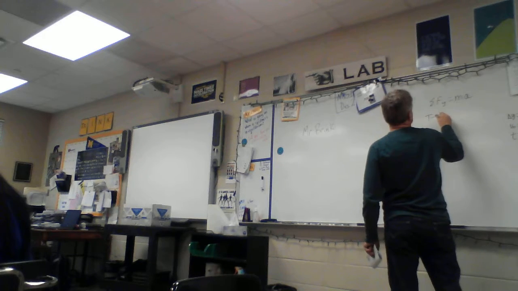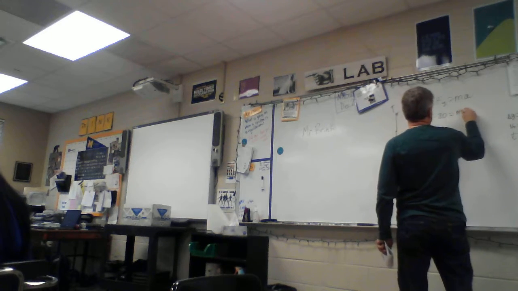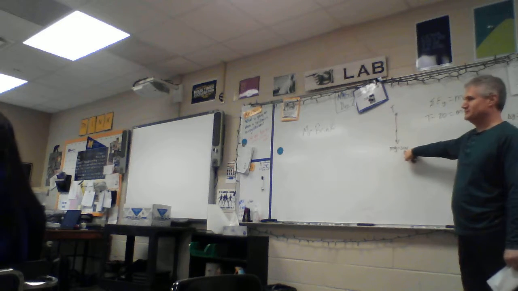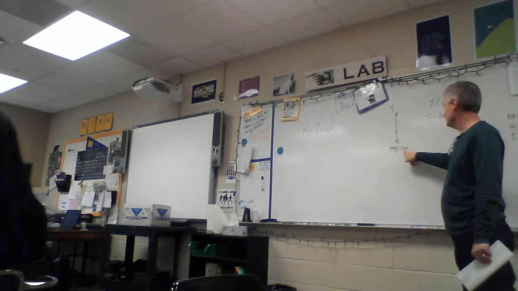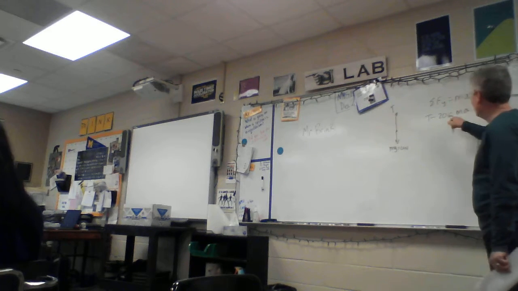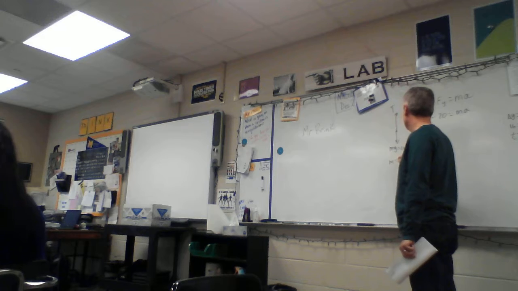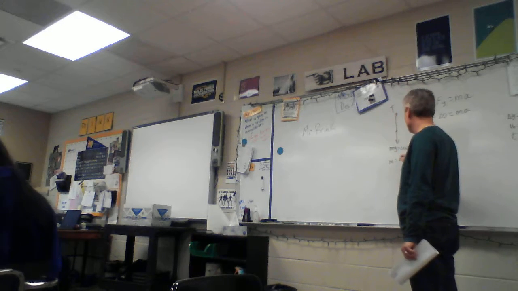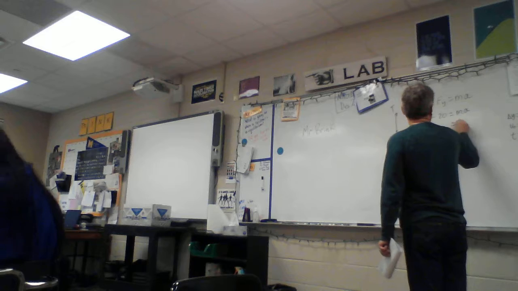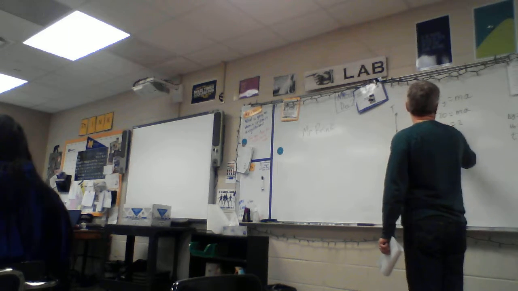So T minus 20 equals MA. This time I do have an acceleration. Do notice that this is already in newtons, so you don't have to multiply it by gravity. So to solve for T, I need M and I need A, right? So M is just 20 divided by gravity, or we'll just call it 10, so 2 kilograms. And then the acceleration is going to come from kinematics. So if I have these three things, which kinematic equation can I use to find the acceleration?